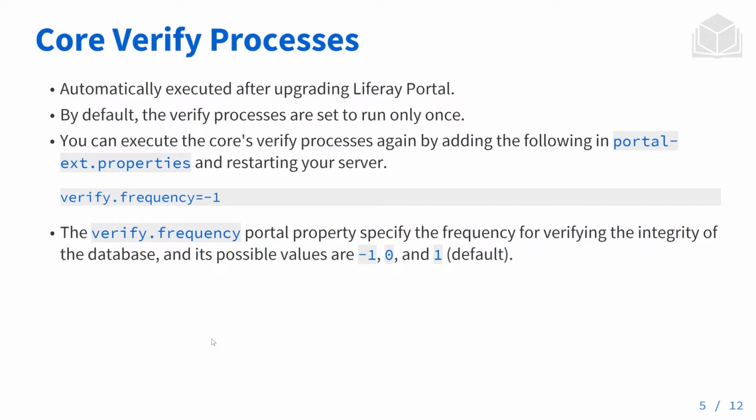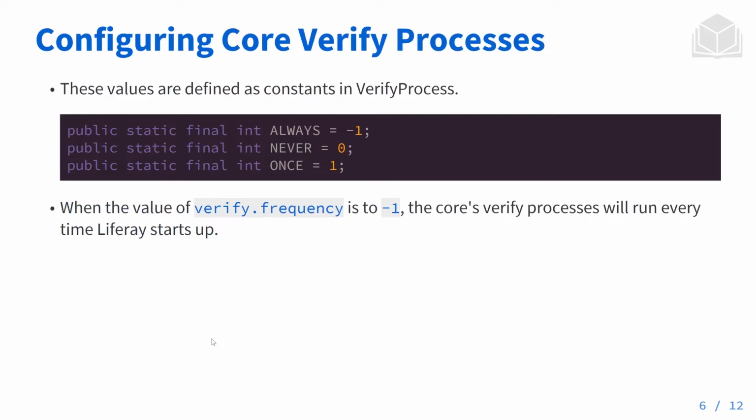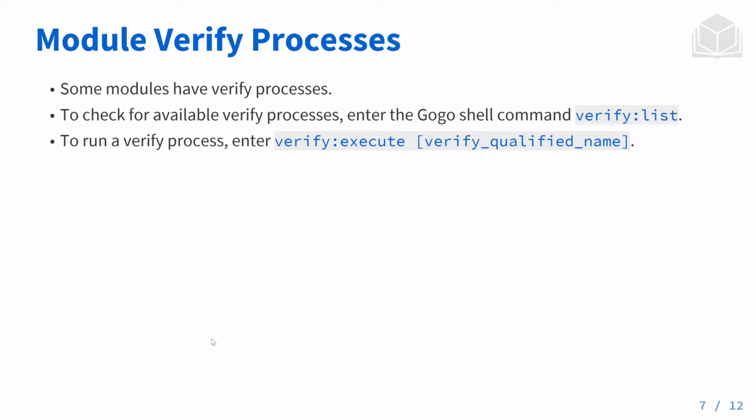We handle that over in portal.ext.properties. There's one specific property, verify frequency, that we can adjust to determine how many times Liferay will verify its core. We have three options. -1, it'll always verify. 0, it never verifies. 1, it only verifies one time. So in the example previously, we set it to -1, so that every time we start it up, it'll go through that verification process.